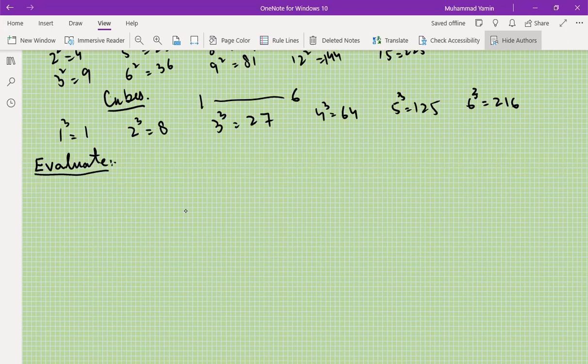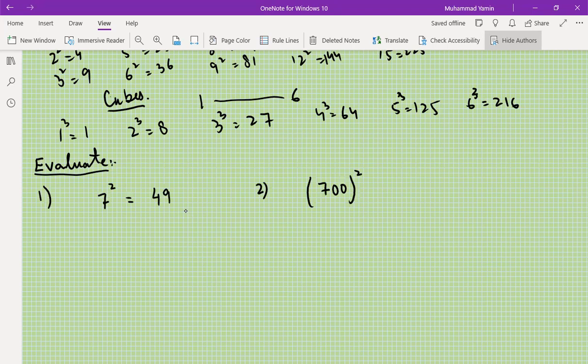Now starting with this, suppose it is said, find or evaluate 7 square. Obviously, we know that 7 into 7 is equal to 49, but if you remember 7 square is 49, we can directly write the answer here. Now the same thing, suppose evaluate 700 square, meaning 700 multiplied by 700.